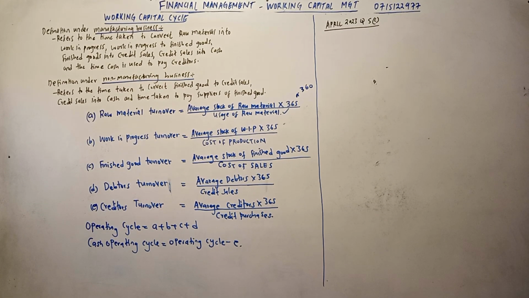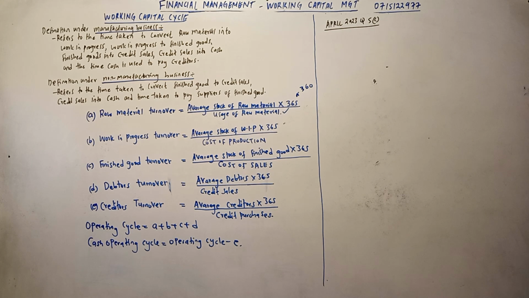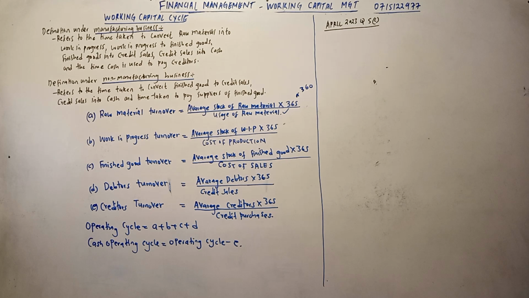The following financial statement relates to Bamako Ltd for the year ended 1st December 2022. So we have the inventory at the beginning and at the end. We have trade receivables, trade payables, and we have cost of goods sold. The number of days is 365. That one is okay. So required, compute the operating cycle.